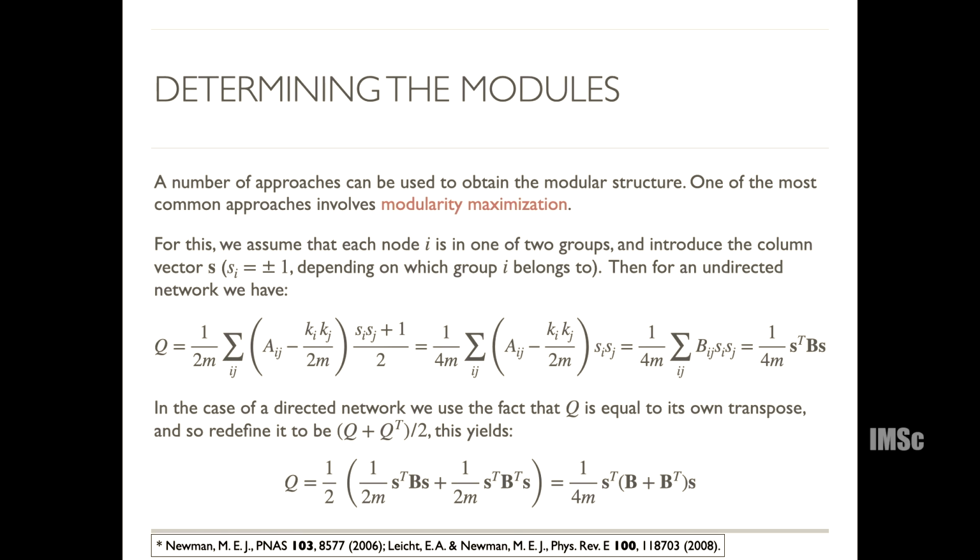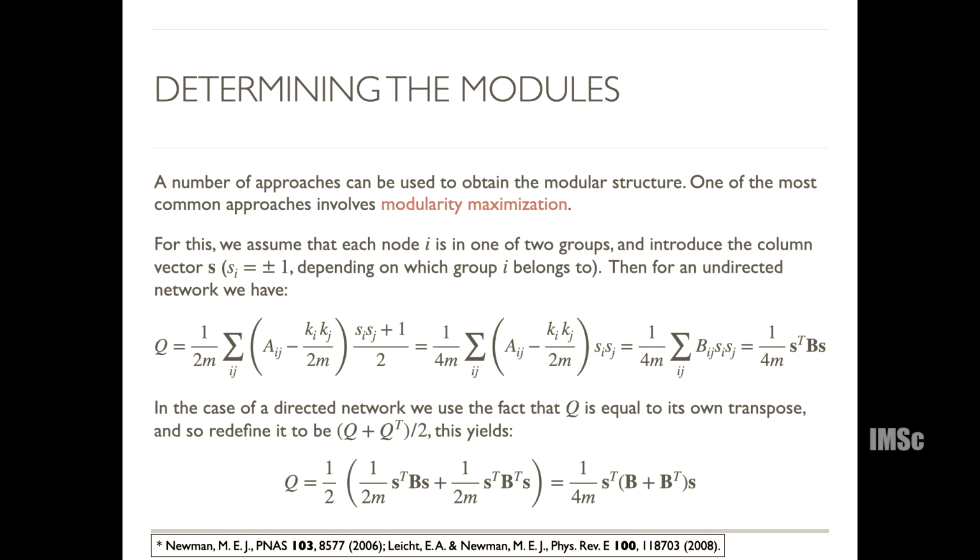So I've now written Q like this, and as shown in this other paper by Newman over here, you can do something very similar for the case of a directed network, because now you have to be a little careful, because here the in degree and out degree are different. The simple way to get around that is to use the fact that since Q is a scalar, it's equal to its own transpose. So I can just redefine Q to be equal to Q plus Q transpose over 2. Since Q equals Q transpose, this is axiomatically true, right?